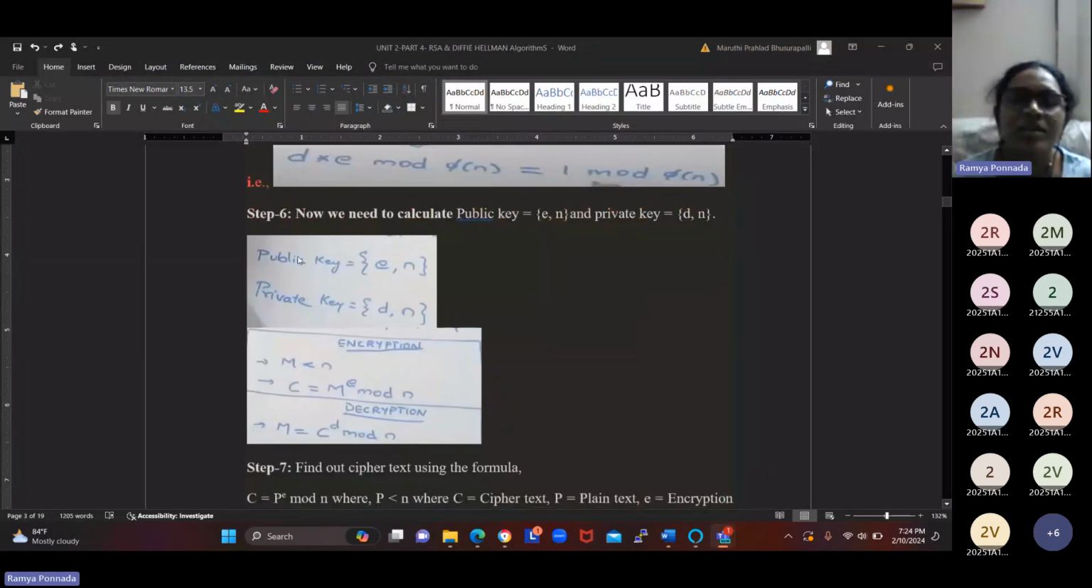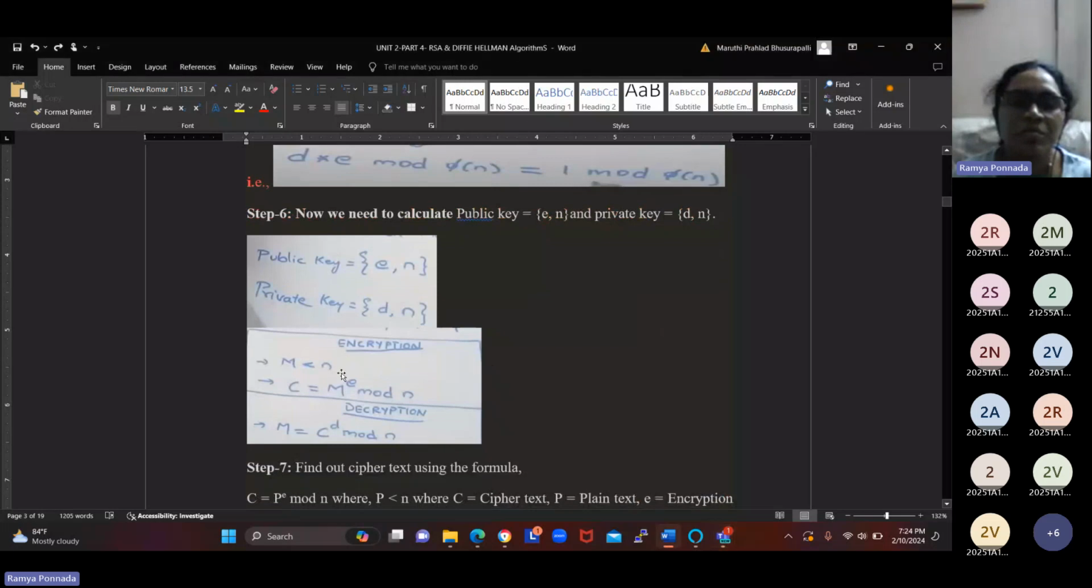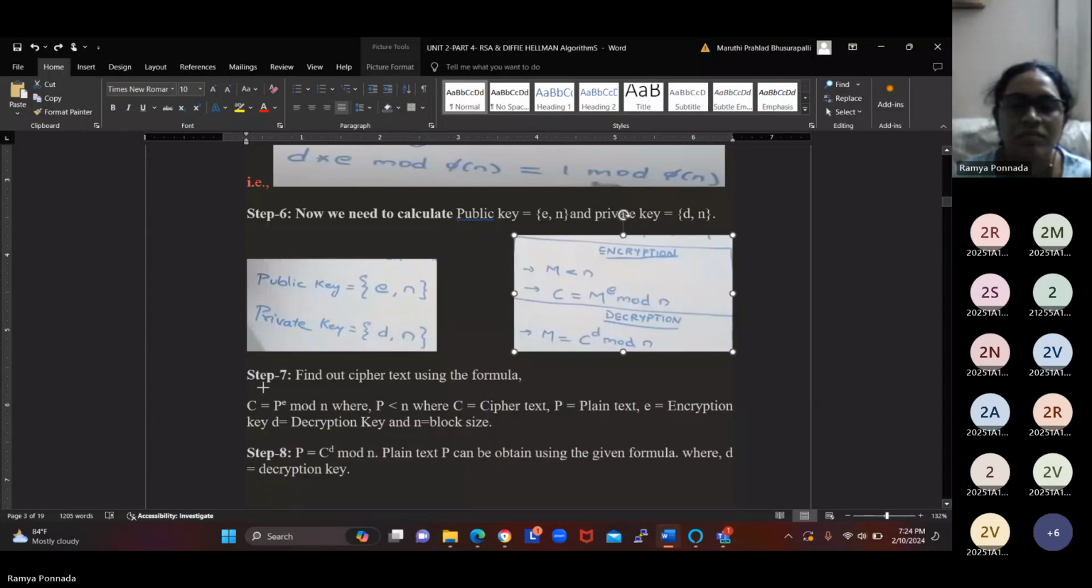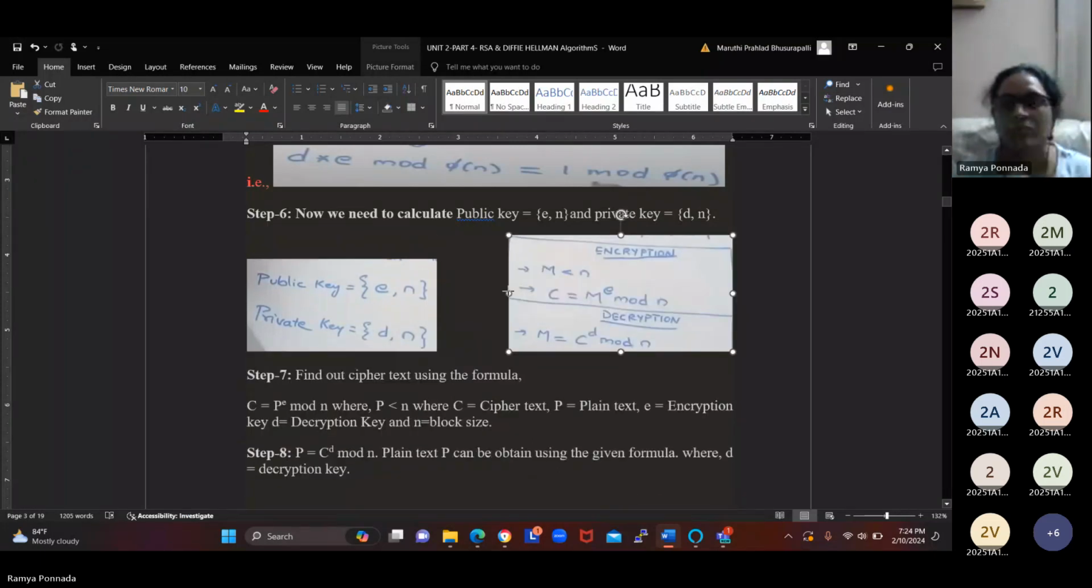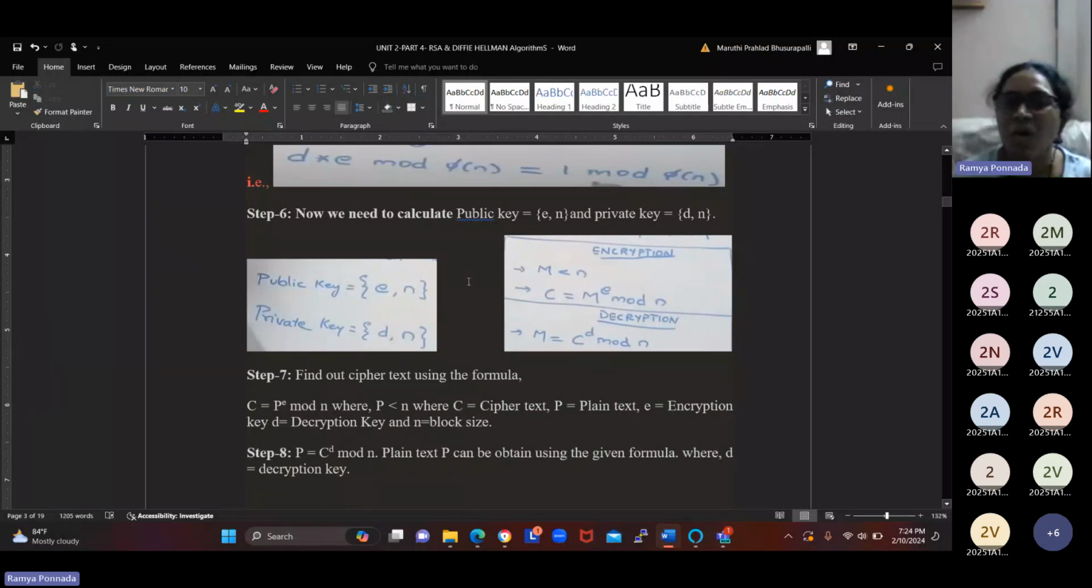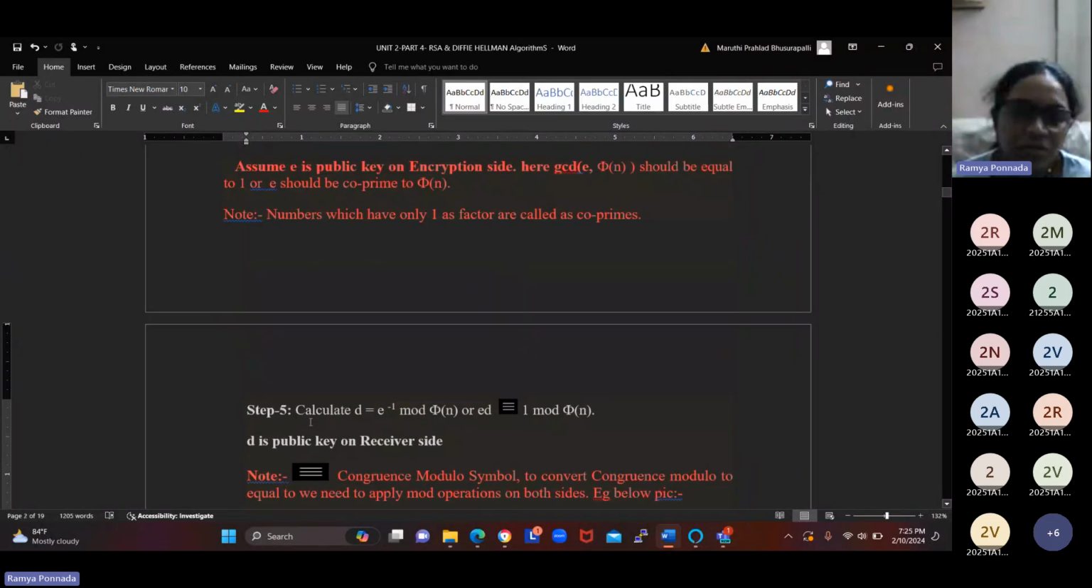Okay, so next is going to be step number 6. What you are going to be doing as part of step number 6 is calculating your public key and your private key. So that is going to be your public key, E comma N, and the private key.